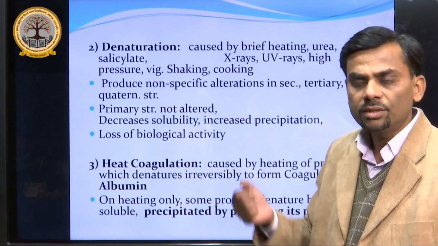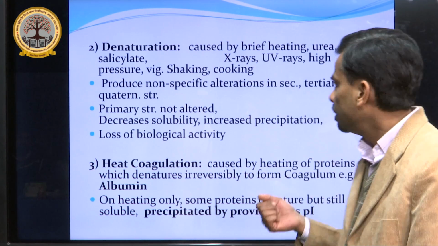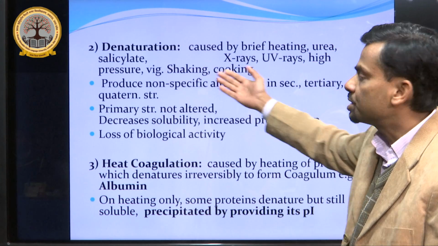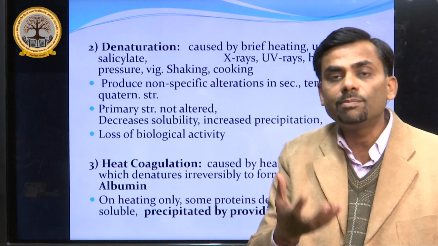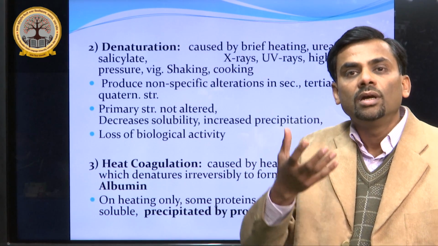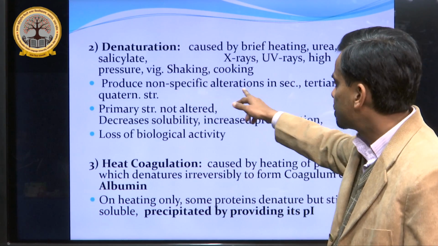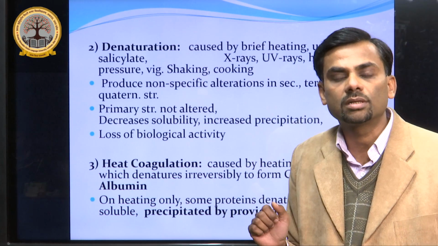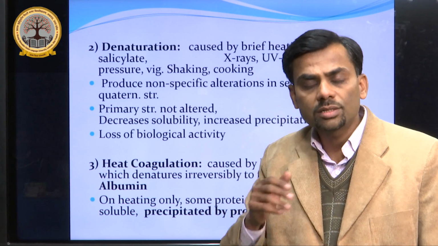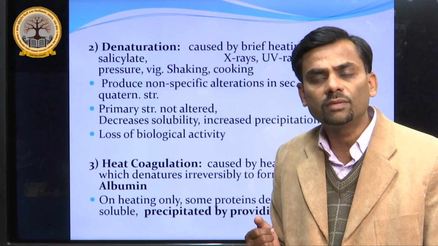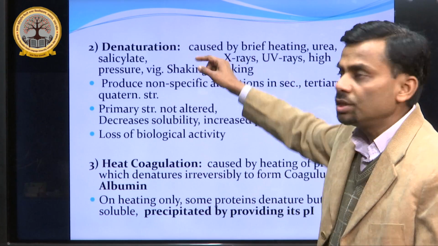So how is it denatured? What are the factors which cause denaturation or modification of the higher order structure of protein? These are heating, urea, salicylic acid, ultraviolet rays, X-rays and high pressure. Only by giving high pressure, that is shaking, you can denature a protein. What they do is produce non-specific alteration in secondary, tertiary and quaternary structure. That means all the non-covalent bonding available in the higher order structure, from secondary to quaternary, is broken down, disrupted by these agents, causing denaturation.